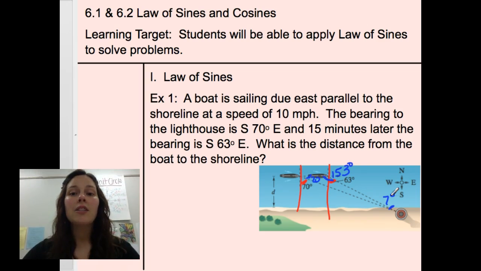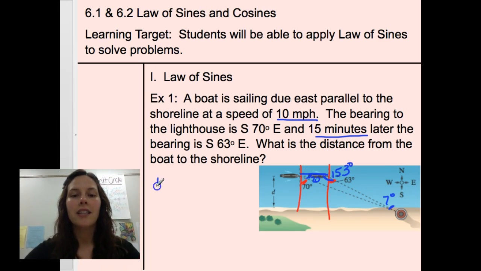Finally, we need at least one side. We aren't explicitly given how far the boat traveled. We are given how fast the boat was traveling and how long it traveled. So we're going to use those to determine the length that the boat actually traveled in that time. We'll have to do a little bit of conversion because our speed is given to us in miles per hour and our time was given to us in minutes.